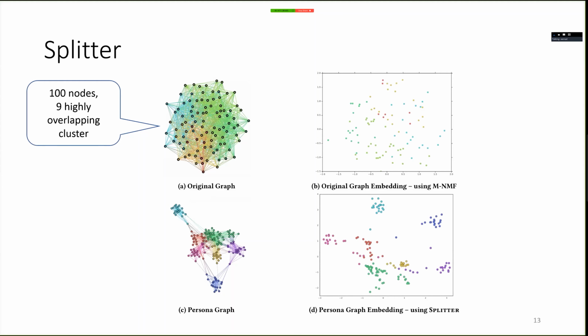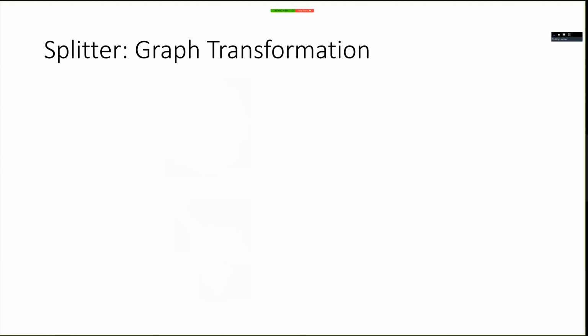But given that we have a persona graph and original graph, if you apply graph embedding learning on them and visualize the resulting embedding, we have these charts as you see on the right. Persona graph embedding shows clustering behavior, which we would like to say is clustering according to their context, the nodes. So let's now go to how this splitter algorithm works, how they get the persona graph.